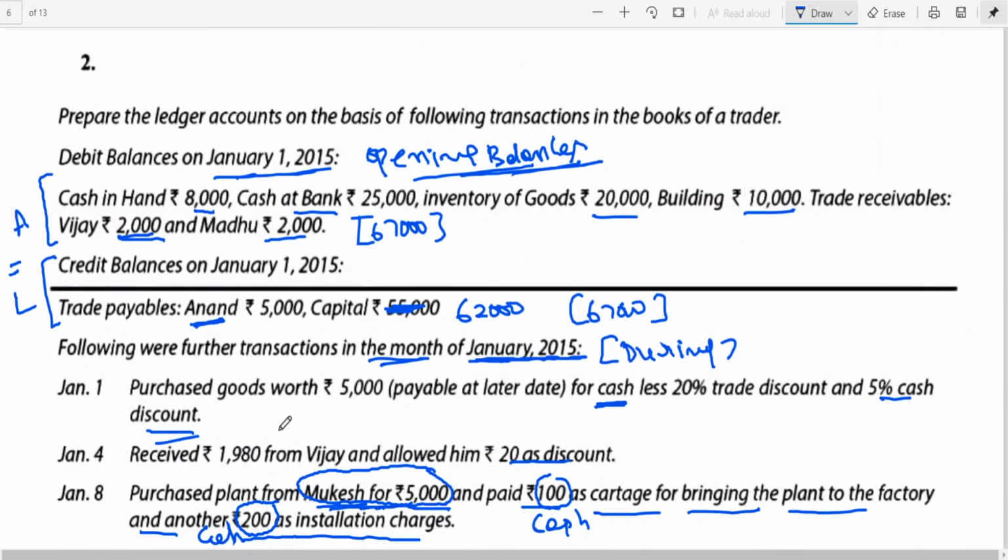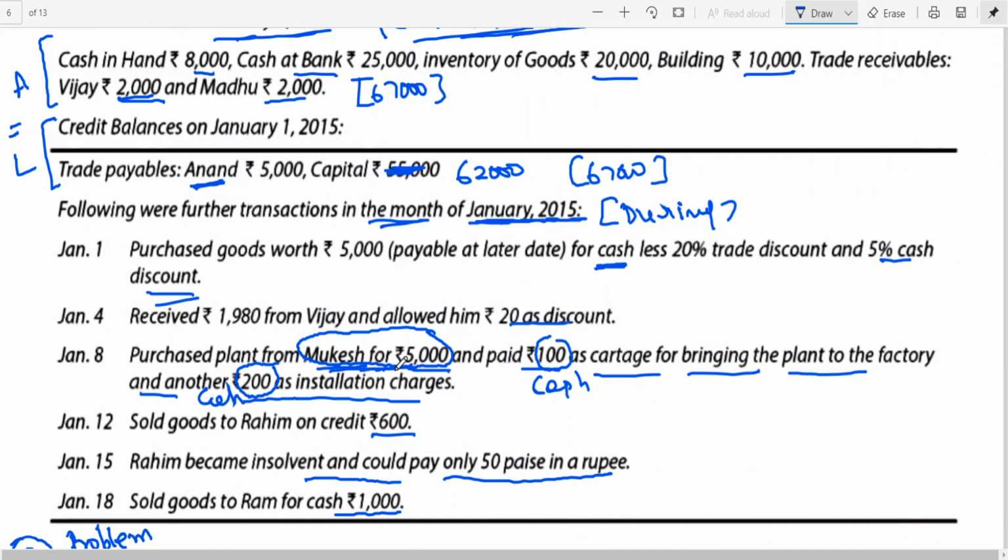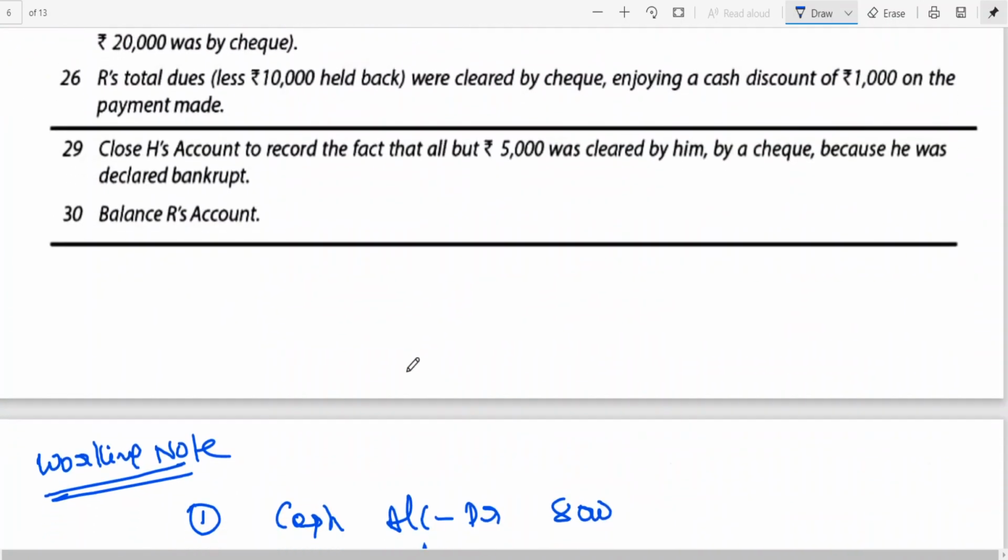The next one. Purchase plant, I told you. What is the value of plant? 5,000 plus 100 plus 200, 300. 5,300. To Mukesh we need to pay 5,000. And cash has been paid 200 plus 100. Don't say cartage account. Don't say installation charges account. All these things are to be added to the concerned asset because this is expense you incurred at the time of bringing the goods into usable condition. So that is to be added to the concerned asset. Come on, tell me the entry.